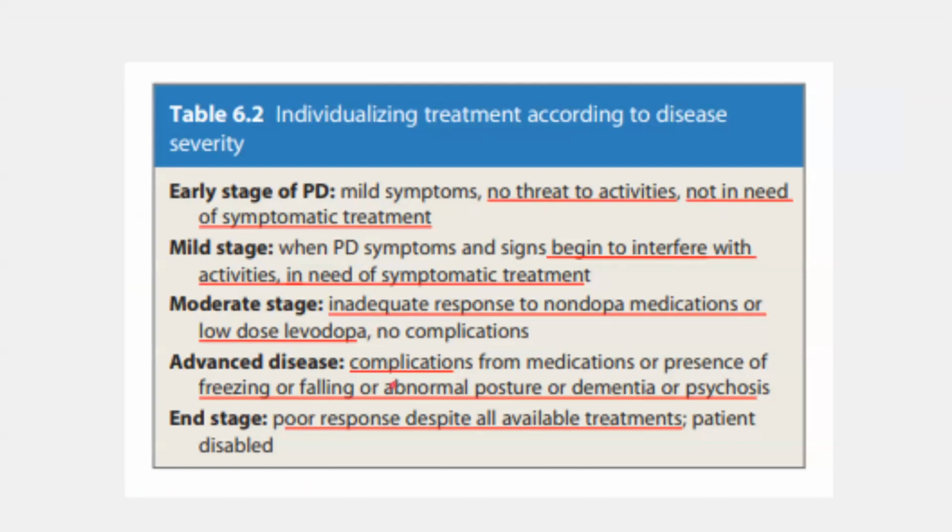In advanced stage, the patient will start having complications like dyskinesia and motor fluctuation. That time you need to give add-on drugs. In the end stage, again, the patient will be bedridden and poor response will be there. In that setting, it is very difficult to manage the Parkinsonism.